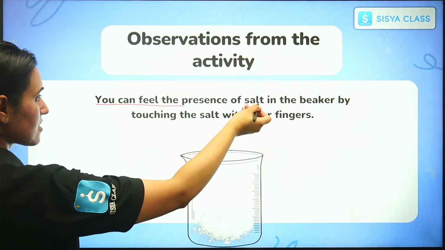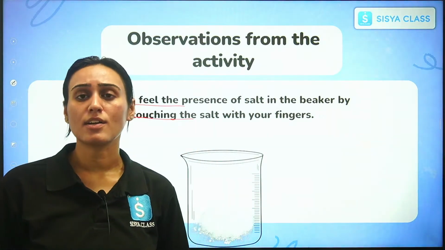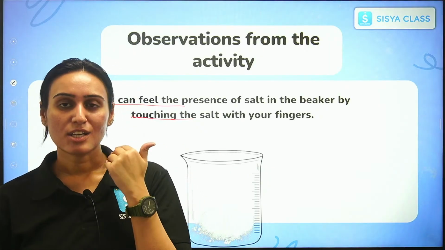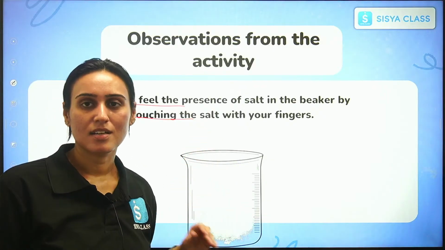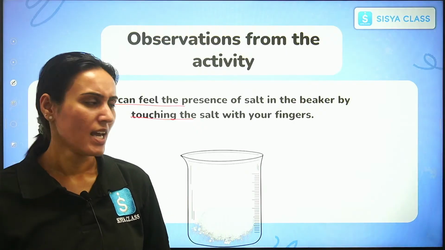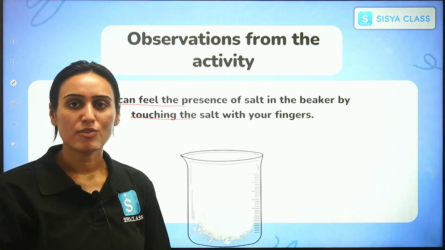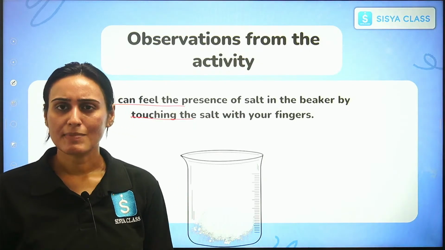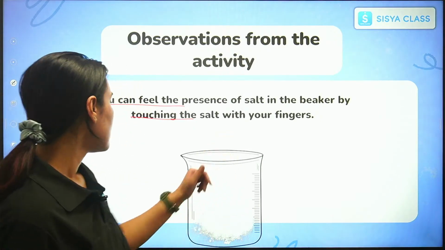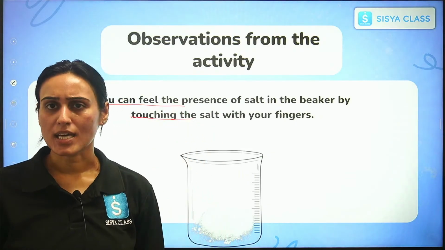You can feel the presence of salt in the beaker by touching the salt with your fingers, and you can clearly see it also. If you have added a large quantity of salt, you can clearly see it. If you have added a very small quantity of salt, maybe you are not able to see it clearly, but if you touch the bottom of the beaker, you will have small salt particles present at the bottom. If you have taken a very large amount of salt in very little water, a large amount of salt will be present behind also. It all depends upon how much salt you have taken in your beaker. Okay, everyone? So we can feel the presence of salt at the bottom of the container just by feeling it with our hands. Great.